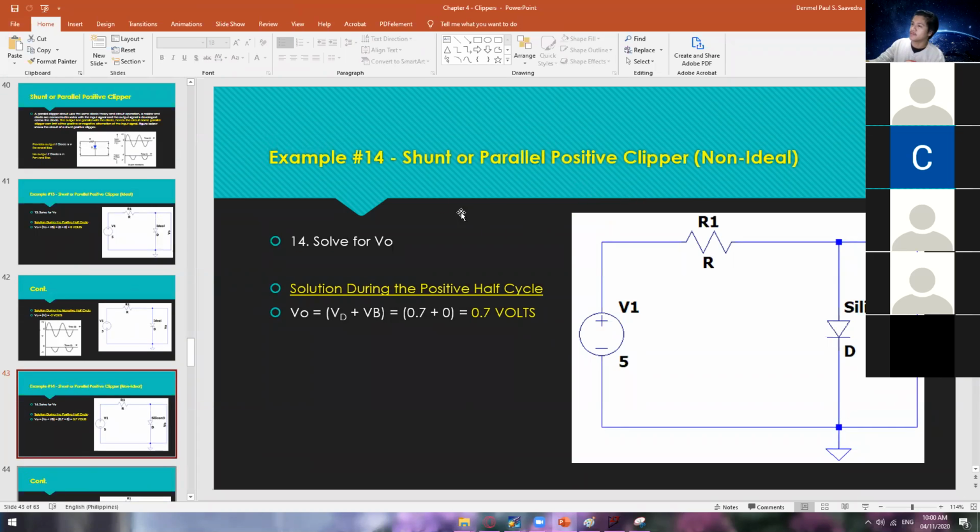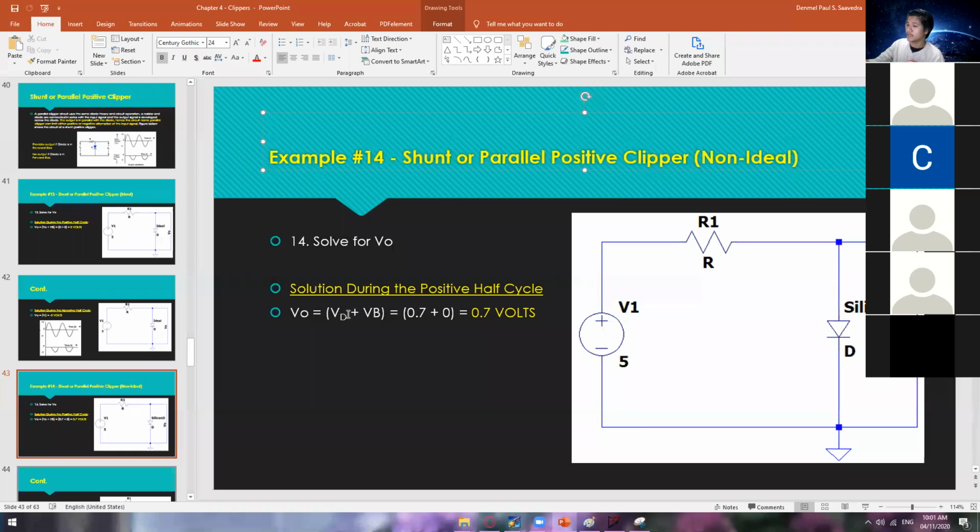For example 14, instead of having an ideal diode, we now have a non-ideal diode. Same concept, same idea. If we have a forward bias or positive half cycle, positive to positive, negative to negative, we have a complete loop with this one. So it will never pass through our V sub O. As a result, our only voltage output is the voltage drop of this path or this node, wherein the voltage drop of this one is 0.7 volts.